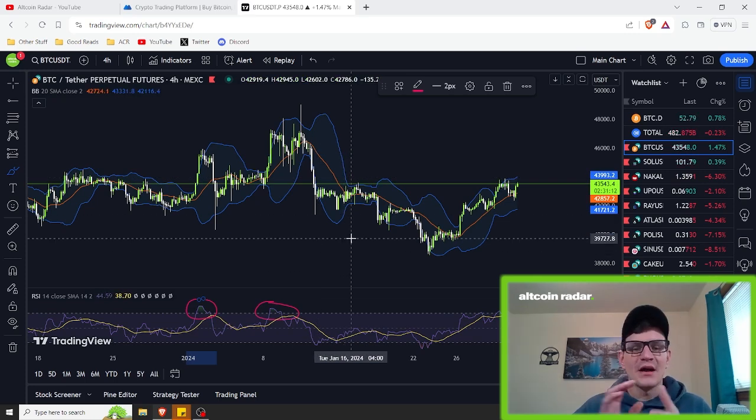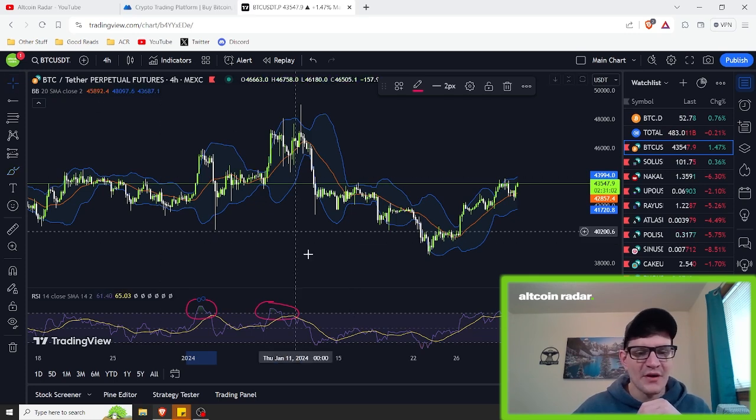But keep in mind here, just because it does end up protruding above the 70 level and stuff like that, it does not mean that it's going to end up dropping right away, okay?